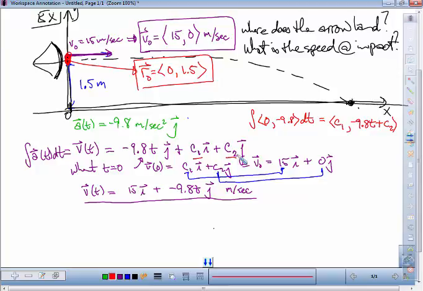Well, it has to go in all directions. When you integrate in the x, there's going to be a constant in the x. When you integrate in the y, there's a constant in the y. So there's a constant in all the components. And so you can do it component-wise like this, or you can do it with i's and j's like this. Okay?